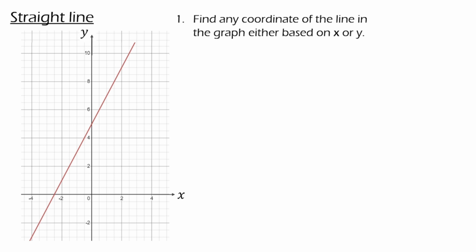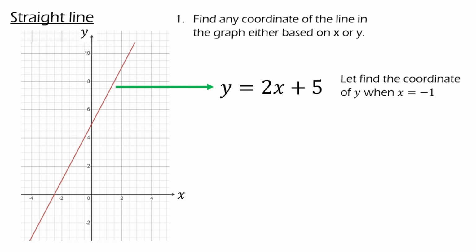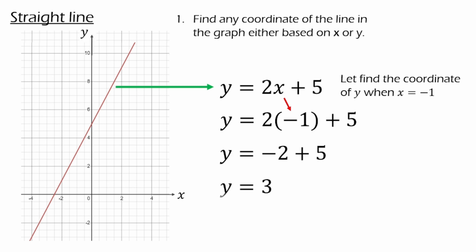Let's discuss how to find any coordinate of the line based on the input of x or y. This line is drawn based on the equation y equal to 2x plus 5. Let's say we need to find the coordinate of y when our x is negative 1. We can find it by substituting our x equal to negative 1. Solving it, we have our y equal to 3, which means when our x is negative 1, y equal to 3. This is reflected in the graph.